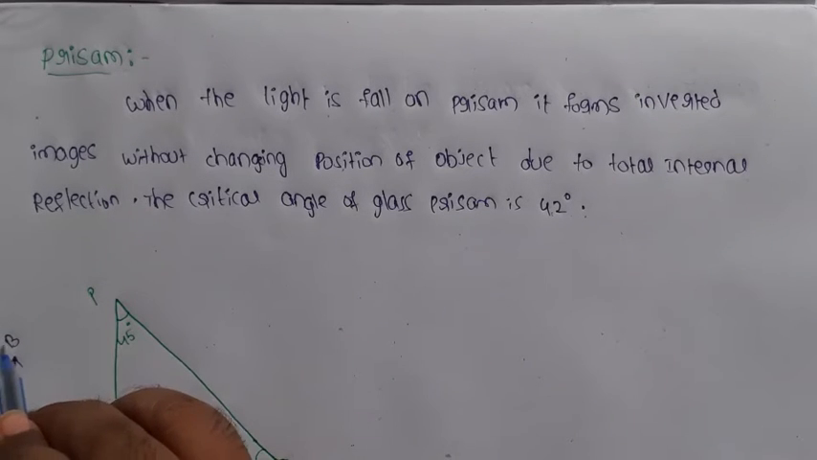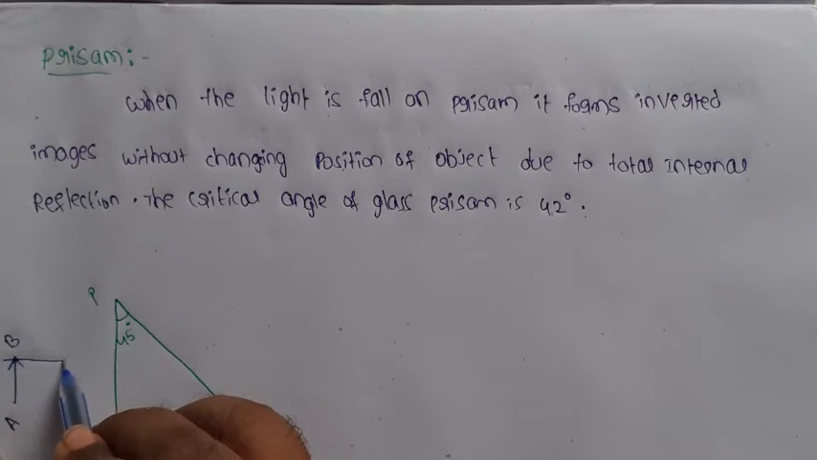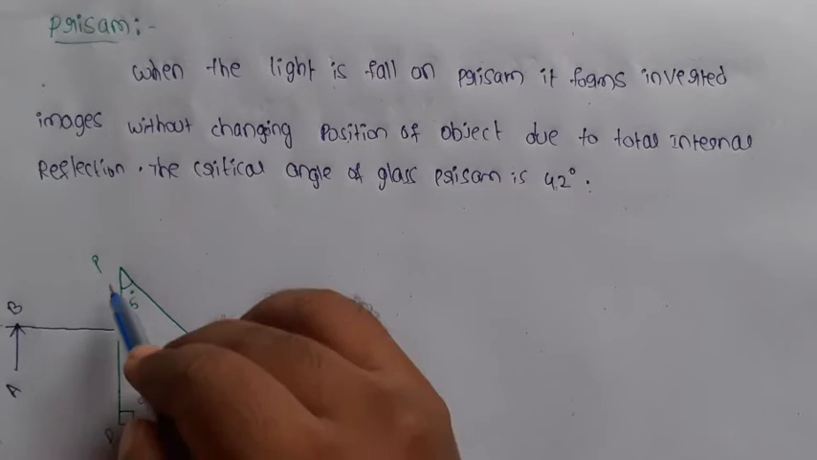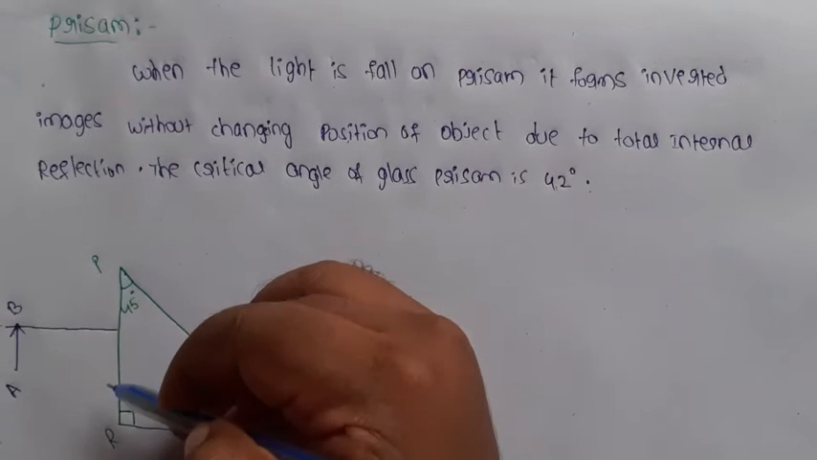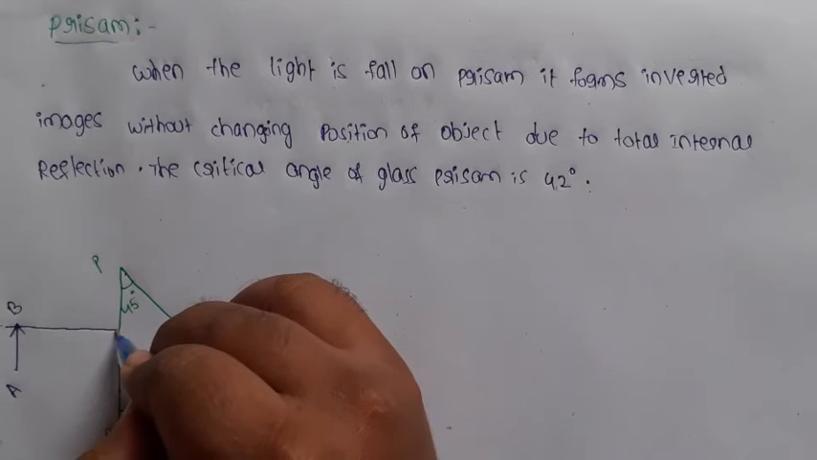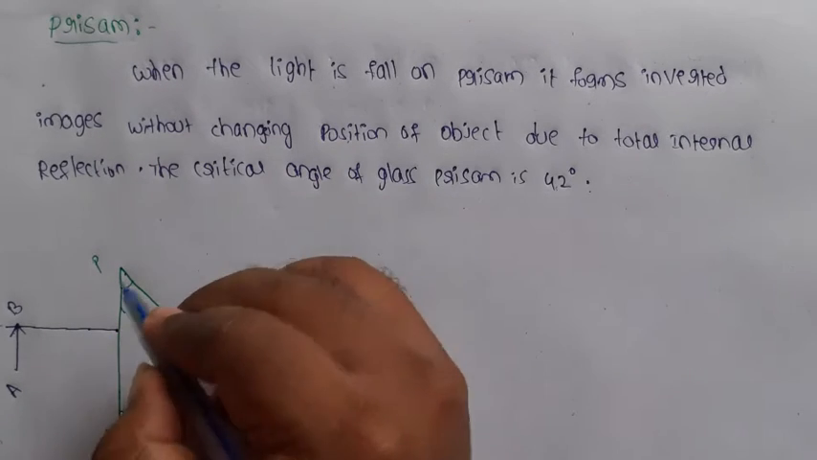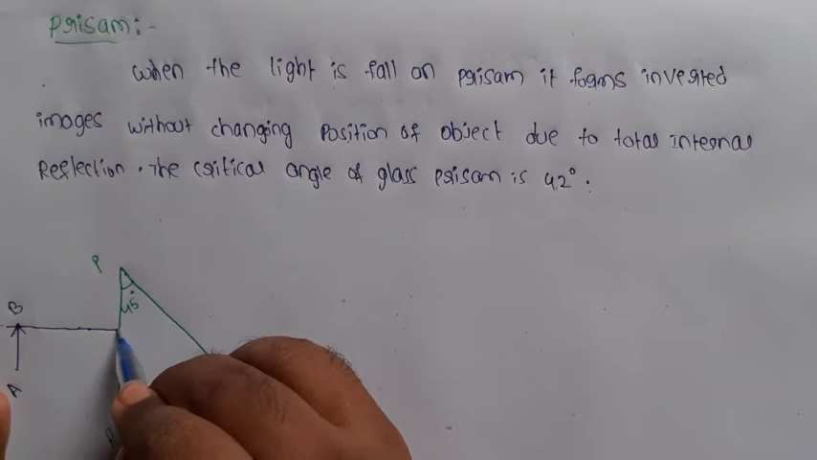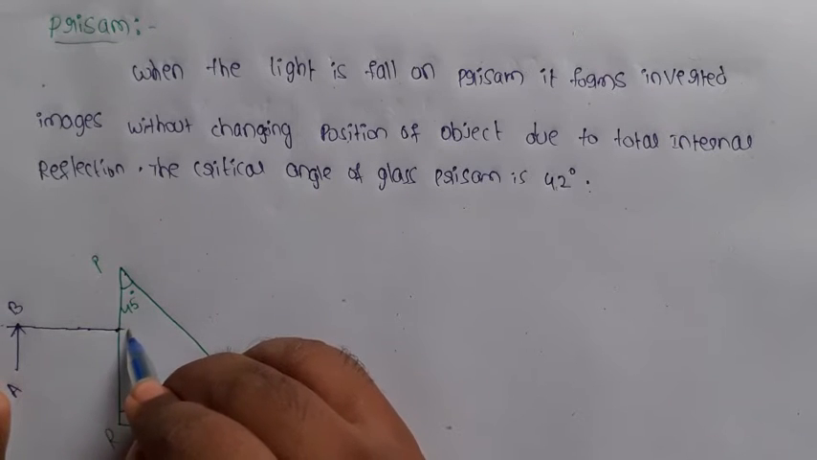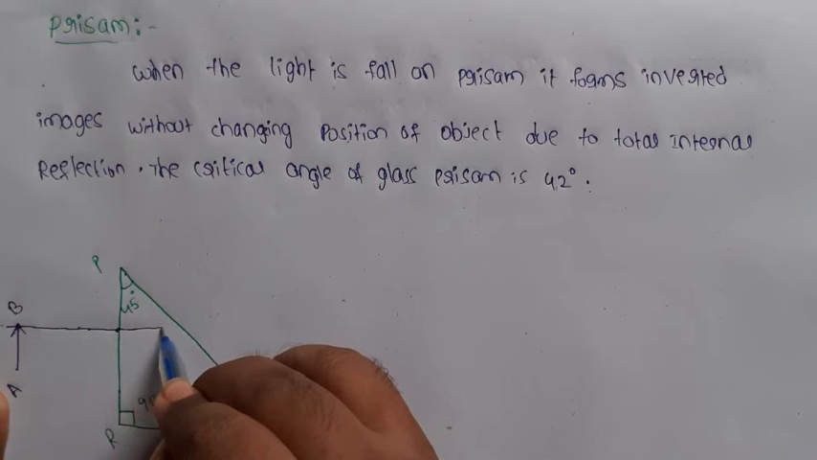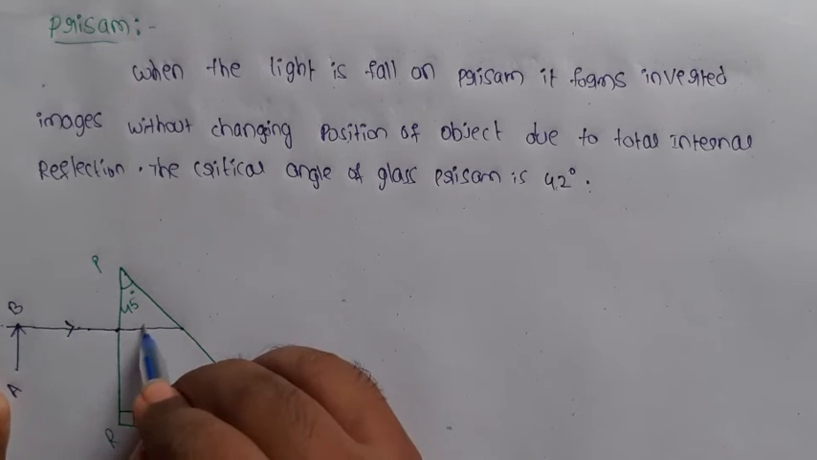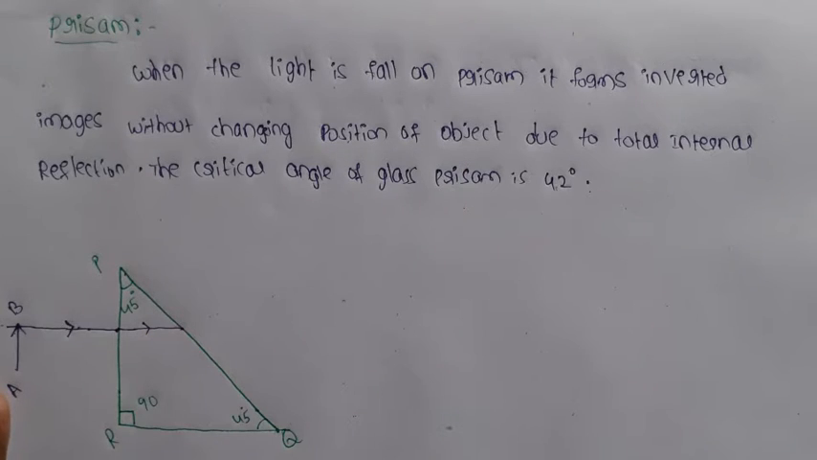When light is incident on the object, what happens? It travels in this direction. When the ray touches the side PR, we draw the normal line in the same direction. Here the ray of light is passing through the normal, so what about the refracted ray? It is also in the same direction. It will reach this point. So here the incident ray and refracted ray are both in the same direction.